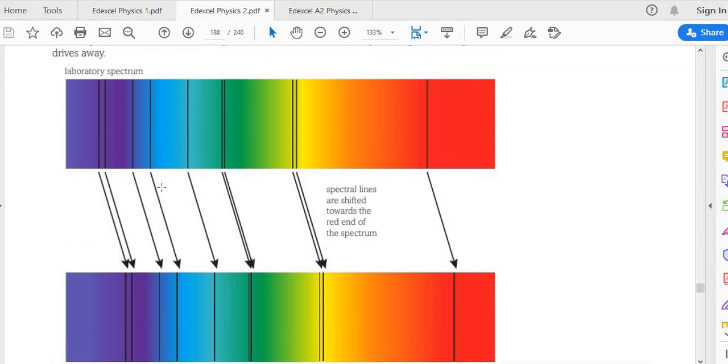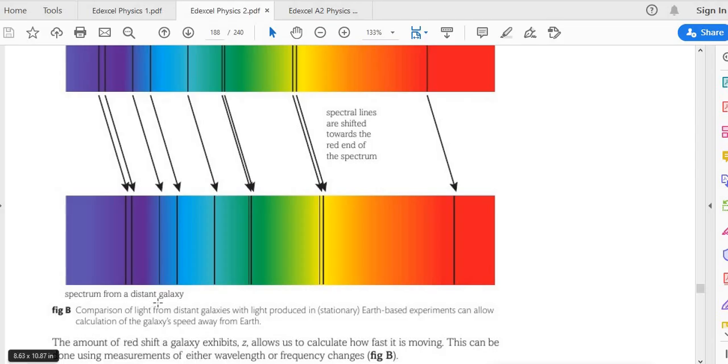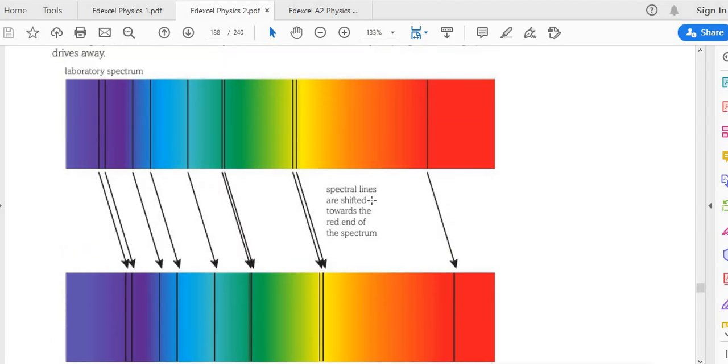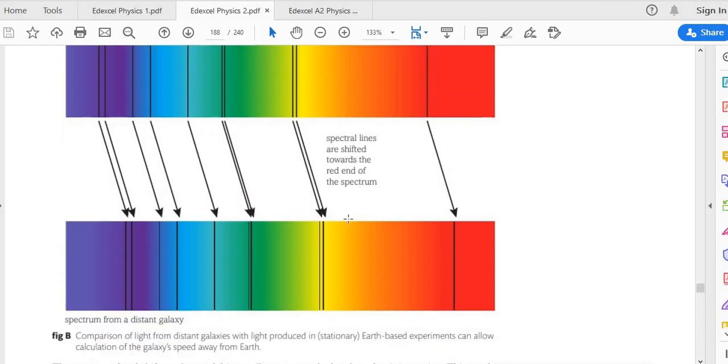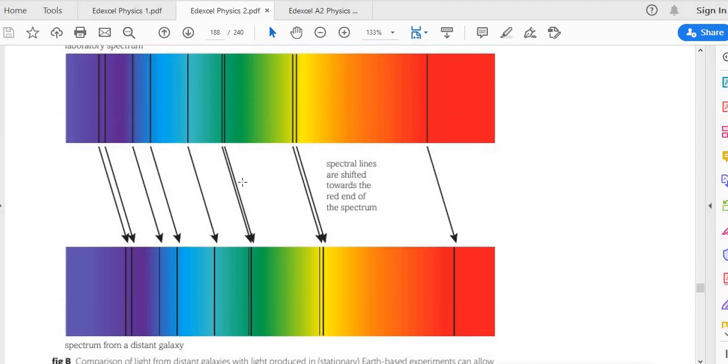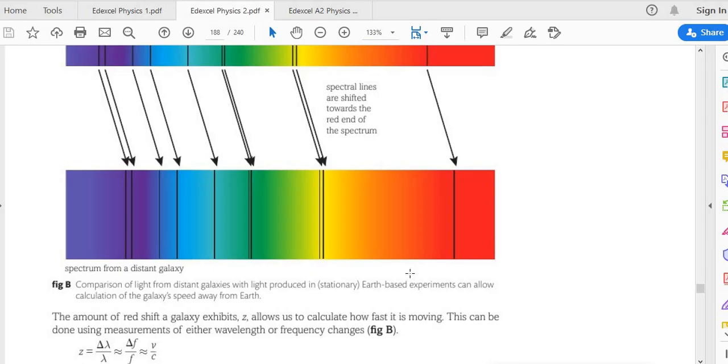So here this is what we get in the laboratory spectrum for the stars. Spectrum from a distant galaxy. You know, galaxies are made up of stars. Previously I told you that you have to know the meanings of these words: galaxy, star. Okay, so the spectral lines are shifted towards the red end of the spectrum. In the beginning they were here, but now they are here. So they are moving towards the red end, which means the star, or in this case the galaxy, is moving away from us.